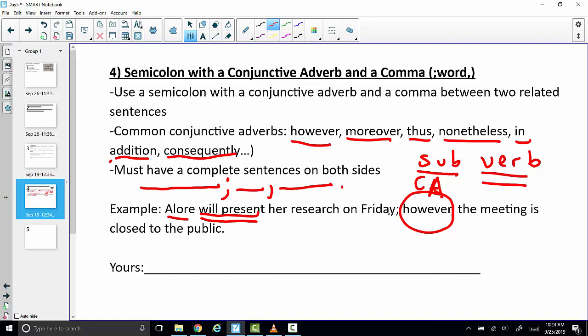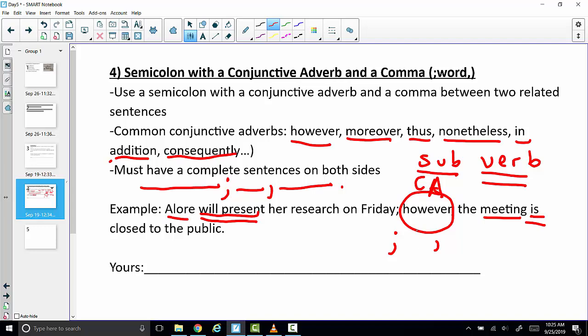So now let's look at the second half. The meeting is closed to the public. What's the verb? Is. What is? The meeting. That could stand alone. But because I have this word however, I put the semicolon in front of it and the comma after. And so I like to tell my students that they line up in shortest to tallest order. So the semicolon always goes first and the comma goes second. And right here you have your fancy word.